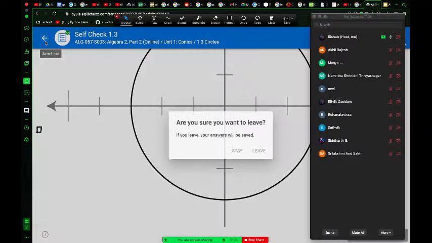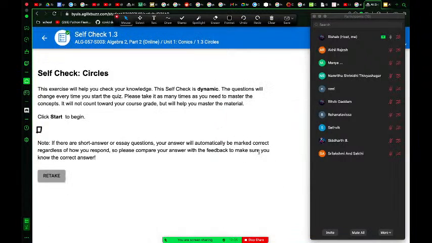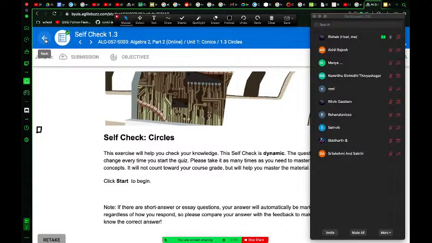Let's go on to something else like ellipses, which is harder than parabolas. I'm pretty sure. I don't know.